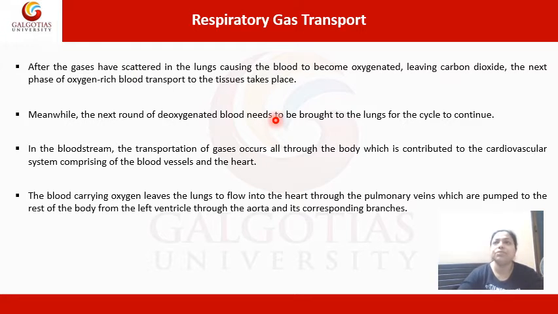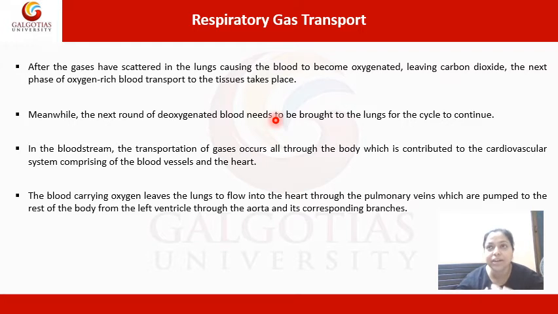Now, next we have is the respiratory gas transport. What do we mean by the respiratory gas transport during the process of respiration? After the gases have diffused in the lungs, causing the blood to become oxygenated, leaving carbon dioxide, the next phase of oxygen-rich blood transport to the tissues takes place. So what they're saying is that after the gases have diffused in the lungs, causing the blood to become oxygenated. So that is what is happening, right?